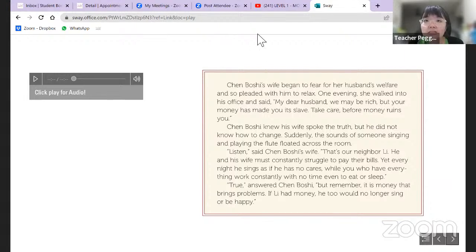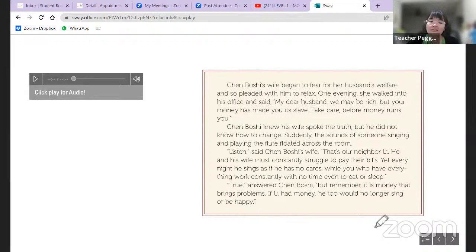Okay, I'm reading here. Chen Boshi knew his wife spoke the truth. He definitely knew that his wife was telling the correct thing, but he didn't know how to change. And suddenly the sounds of someone singing and playing flute. This is the neighbor who is singing and playing flute every day. And Chen Boshi's wife said, "You see our neighbor? They must be struggling to pay the bills, struggling with the money, but still every day they are happy. They're playing flute and singing every day, every night."